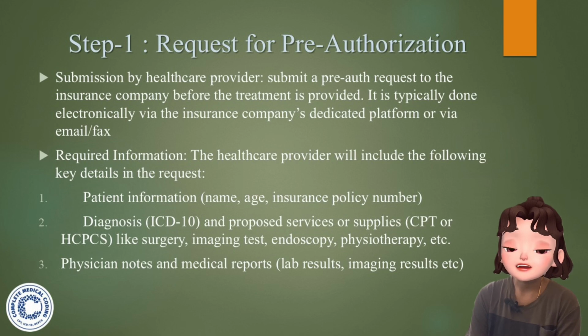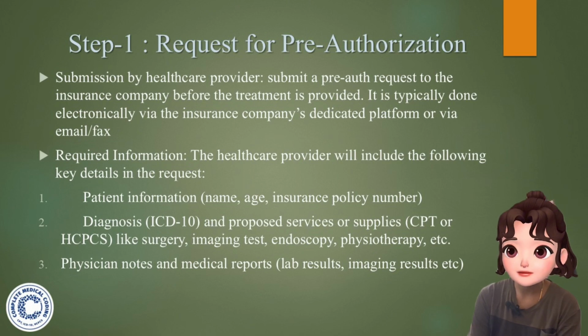How to apply a pre-auth request? It is typically done electronically, through the insurance company's dedicated platform or through email or fax. That is as per the insurance company. Now, required information. While sending a pre-authorization request, what are the points that you have to keep in mind? What information do you need to put while applying for a pre-auth?